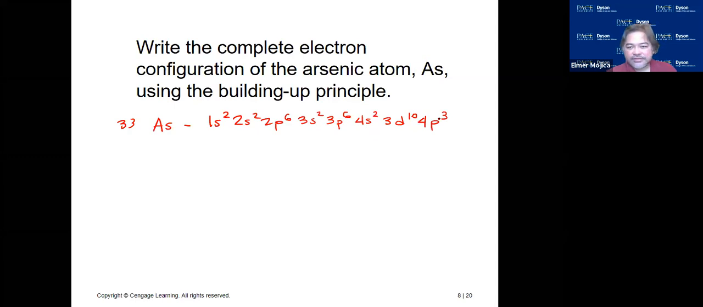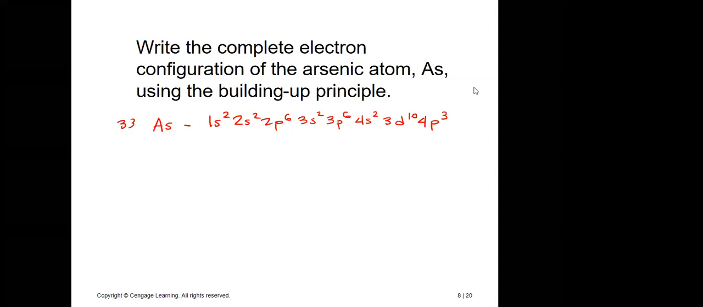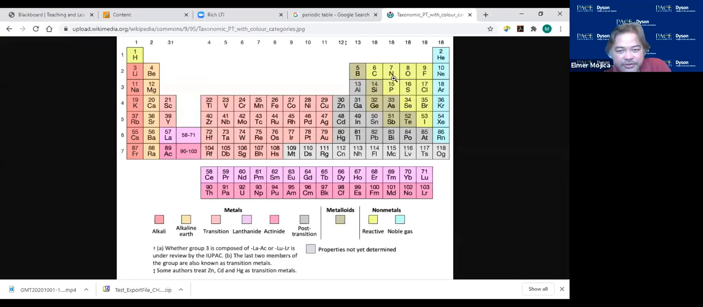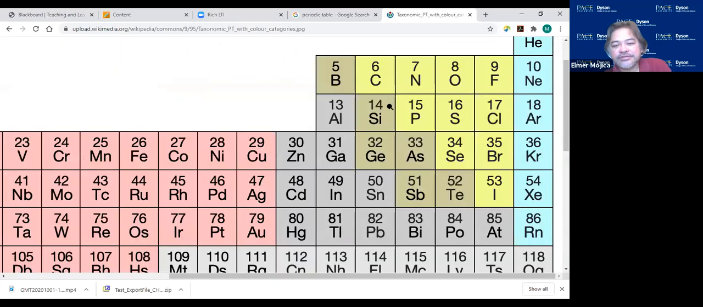So we have that. So question on that? Nope. And if you want to check if this is really the right one, you can look at the periodic table and you expect the arsenic to be 1, 2, 3, and then the fourth one, 1, 2, 3, 4. So 1, 2, 3. That's one.